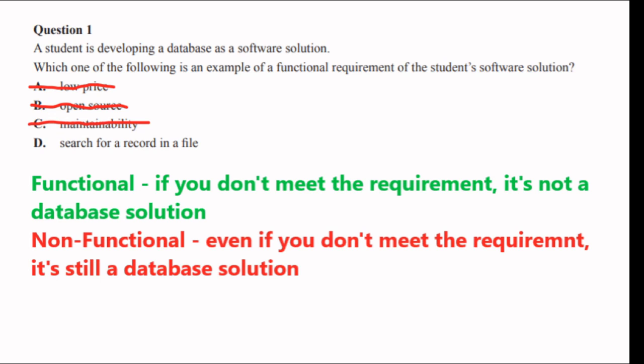So this leaves us with the last choice, search for a record on a file, which by process of elimination is the answer. I'll just briefly explain why. So if you can't search for anything in a database, that's not really considered a database. So this is something that a database will do, and it's its function. So you need to be able to search for a record in a database for it to be considered a database solution.